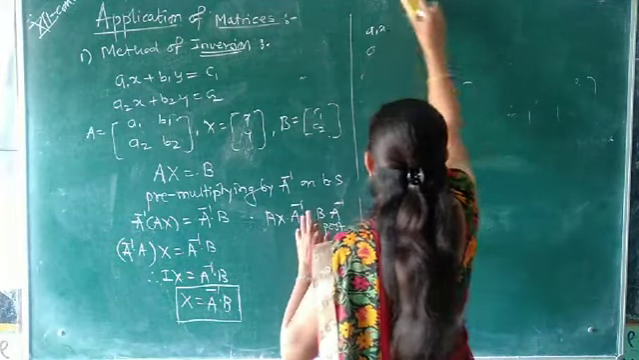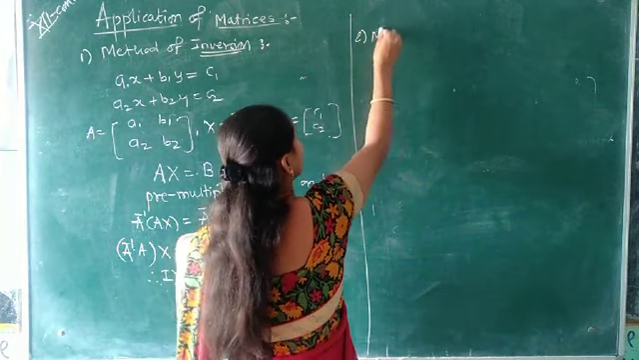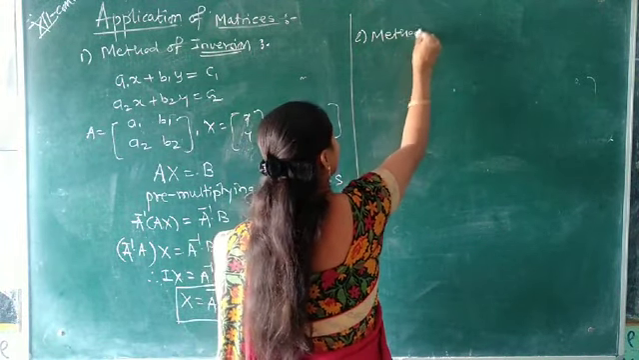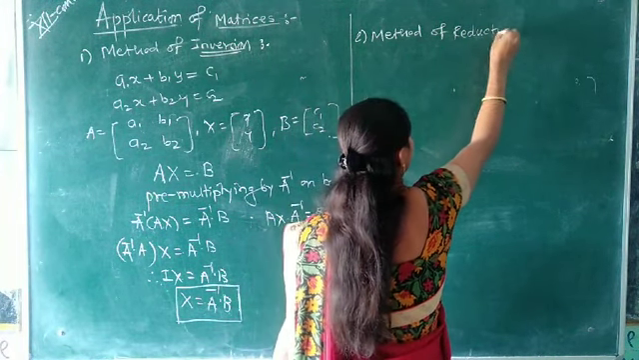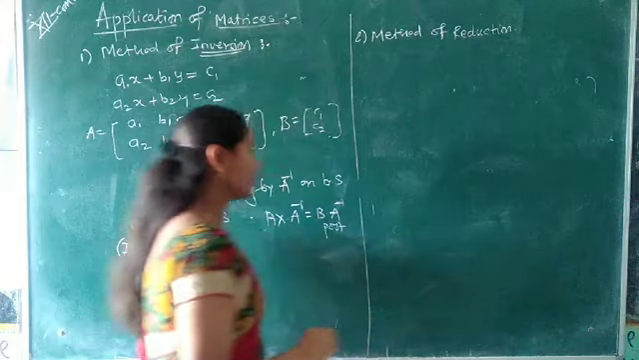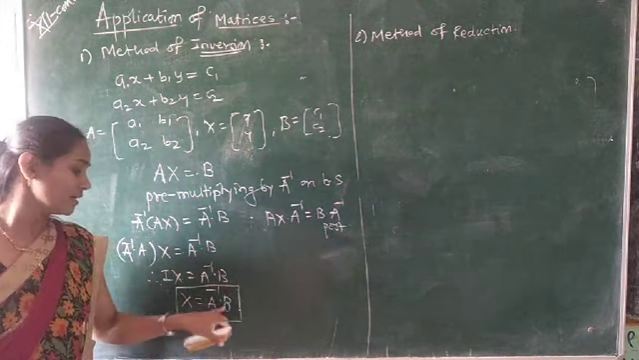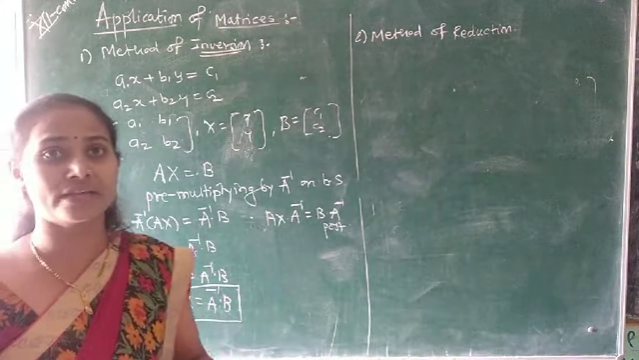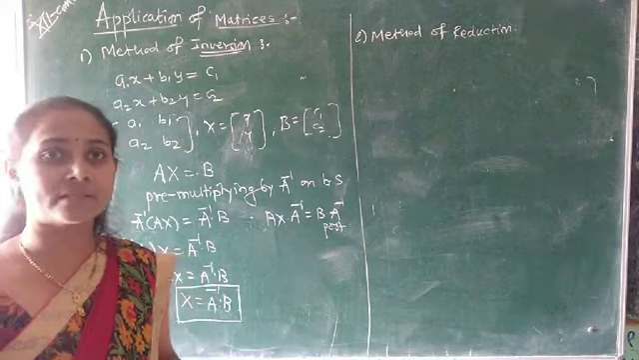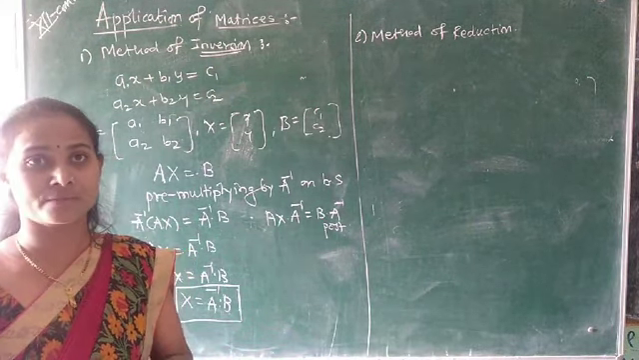Now the next method is the method of reduction. And most important, in this type of method of inversion, here we find A inverse by using any method. Here you should find the inverse by using the adjoint method. You find the inverse by using row transformation or column transformation.